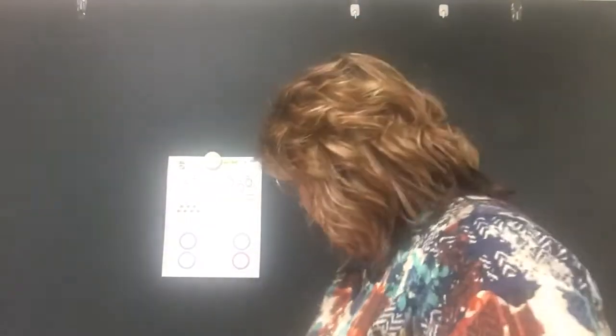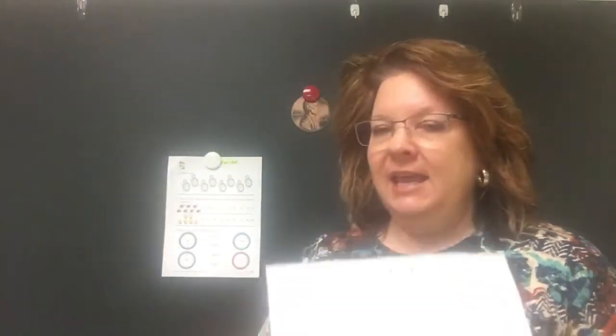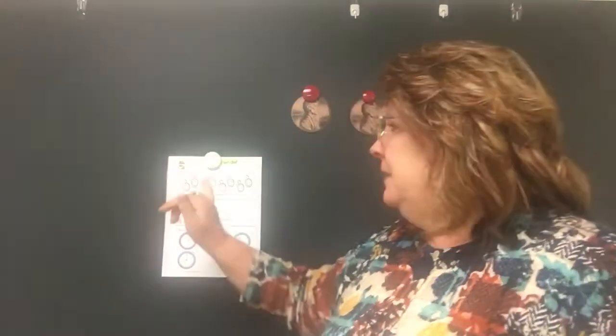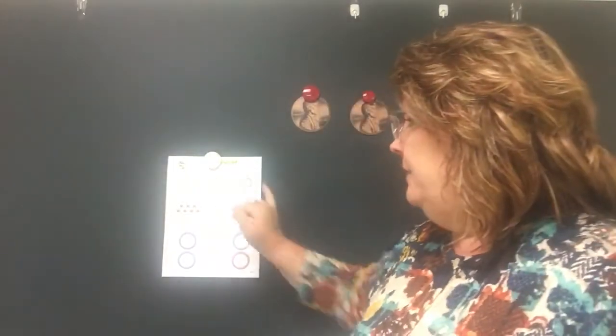All right, so on our numbers, page 143 and 144. On the front, you're going to read this number word. It says color S-E-V-E-N. You're going to color however many that number word says. What is S-E-V-E-N? Right. All right, so you're going to color that many of them.